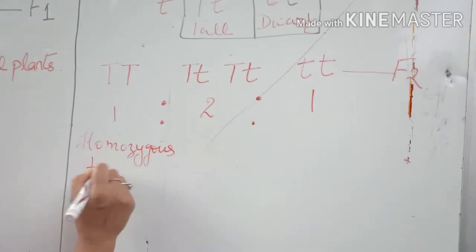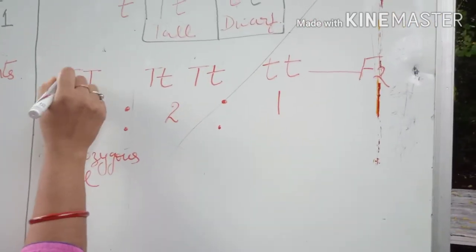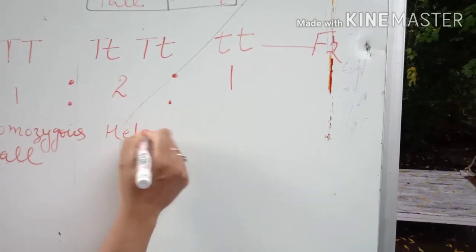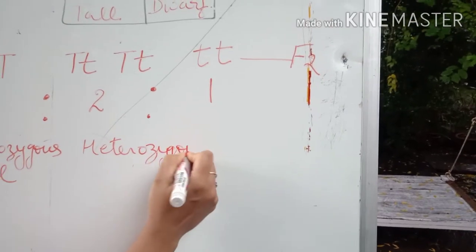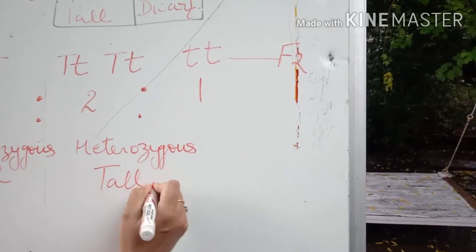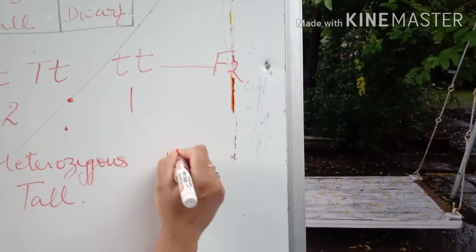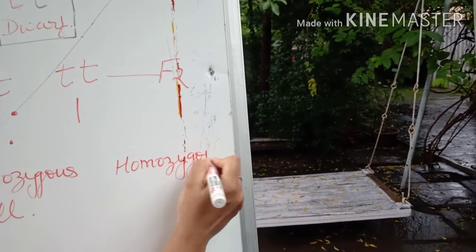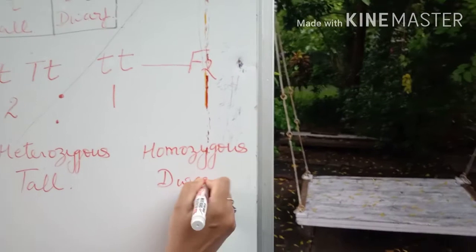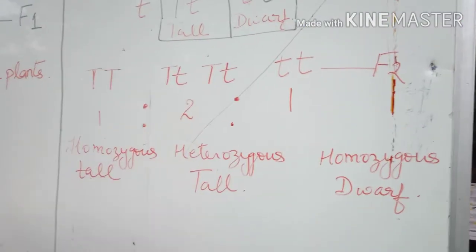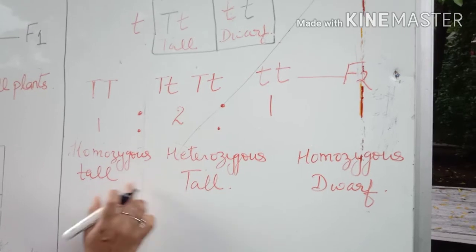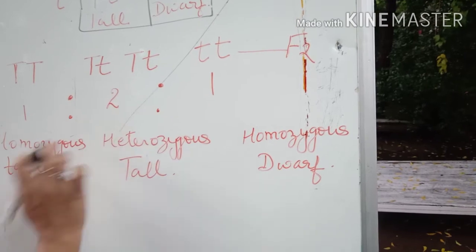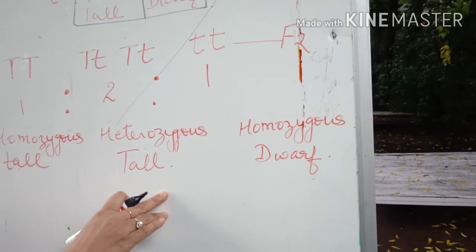homozygous tall, this one. Okay, this 2, for this we will say heterozygous tall. This is heterozygous tall, and this is homozygous, homozygous dwarf. So from here it is clear that tallness is there if even one of the genes is capital T, then also this trait is expressed in the offspring.